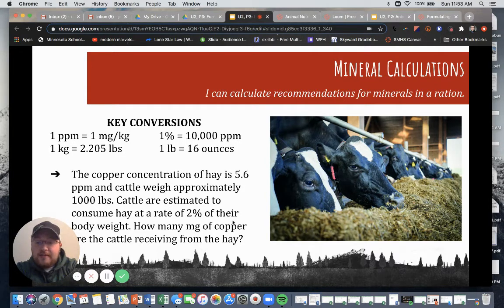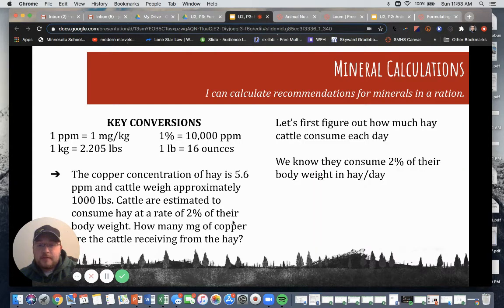Again, the copper concentration of hay is 5.6 parts per million, and cattle weigh approximately 1,000 pounds. Cattle are estimated to consume hay at 2% of their body weight. How many milligrams of copper are the cattle receiving from the hay? If you think you can tackle this one on your own, go for it. Otherwise, we'll walk through it together because I have another extra step in here for you.